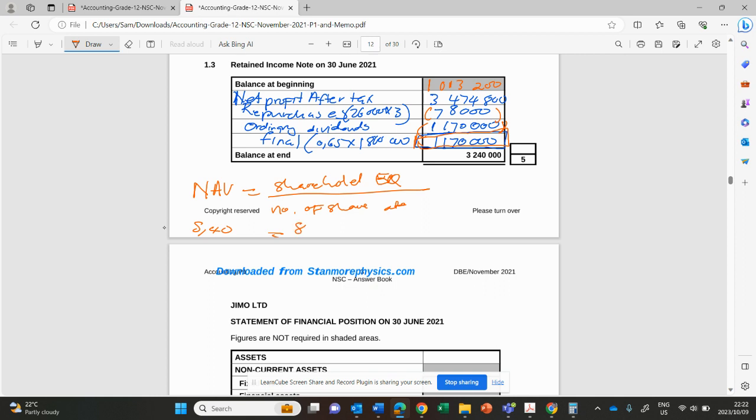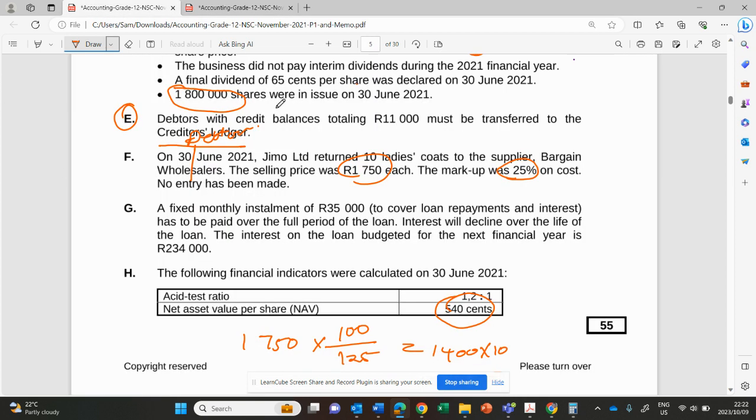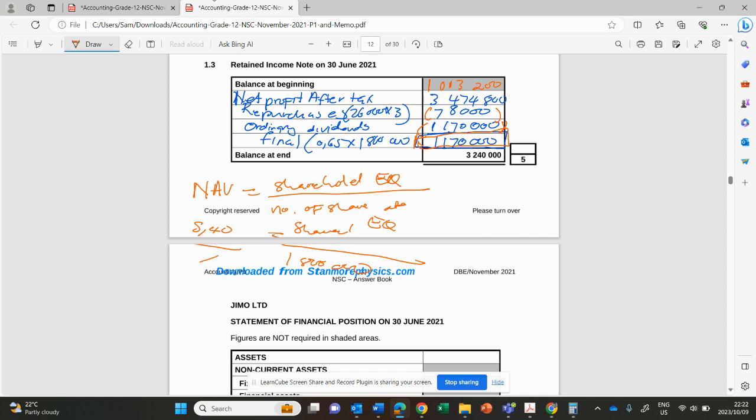For the shareholders' equity, we don't have it, but the number of shares we have, which is 1,800,000 there. So now we can cross multiply. It means the shareholders' equity is 5 rand 40 cents times 1,800,000 shares.